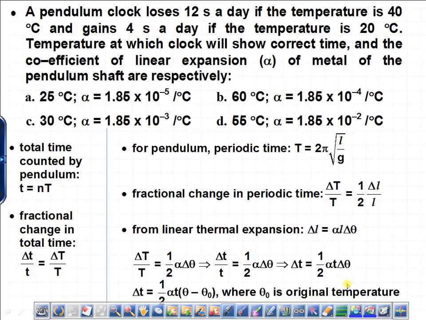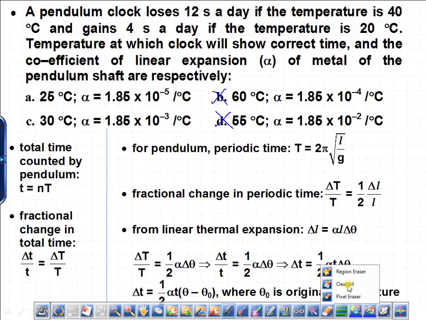It simply means that the correct temperature should be somewhere between 20 degrees Celsius and 40 degrees Celsius. So, automatically we can say that option B and option D will be ruled out because they are showing temperatures of 60 degrees Celsius and 55 degrees Celsius.